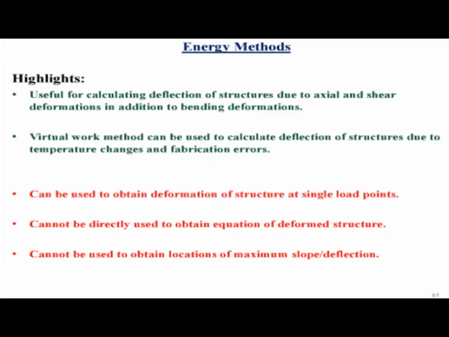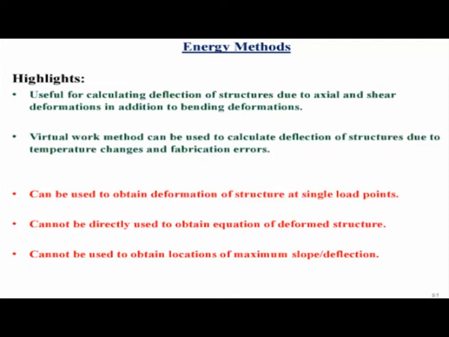Next question I got is, how can we use Castigliano's theorem in practical life? As I showed, I have shown some examples where we have taken a cantilever beam as well as a truss. Those are actually real life or practical problems that you might see. If you go through those examples one more time, you will see how we can use Castigliano's theorem for solving a truss problem or a frame problem.